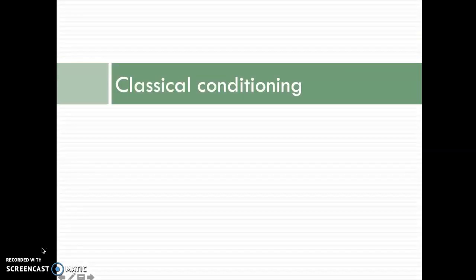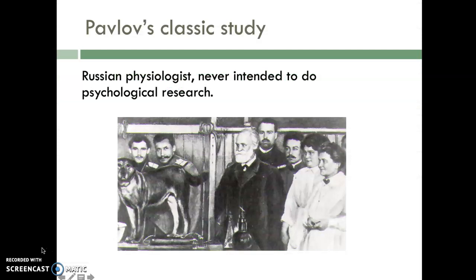Okay, so we'll start with a type of associative learning called classical conditioning. So classical conditioning was first discovered and named by this Russian psychologist named Ivan Pavlov. And he actually discovered it on accident. He never intended to even do psychological research.